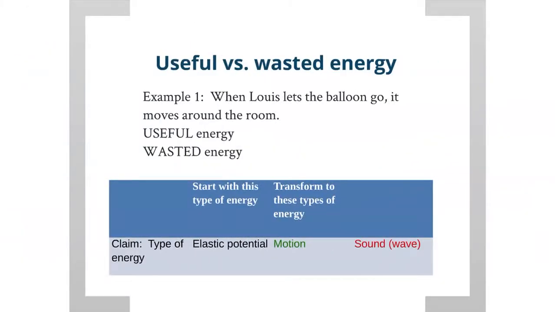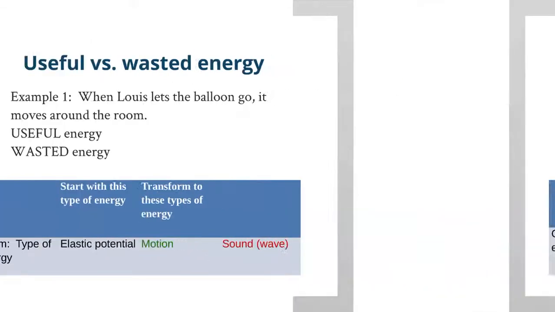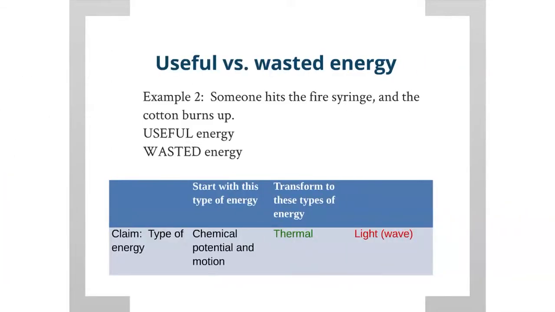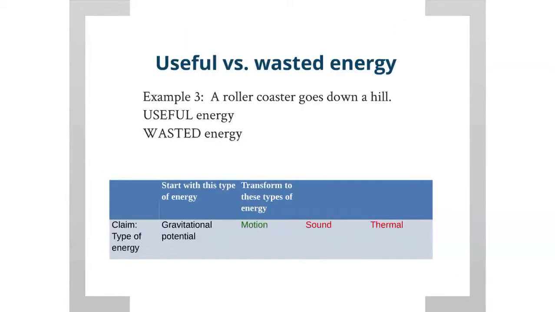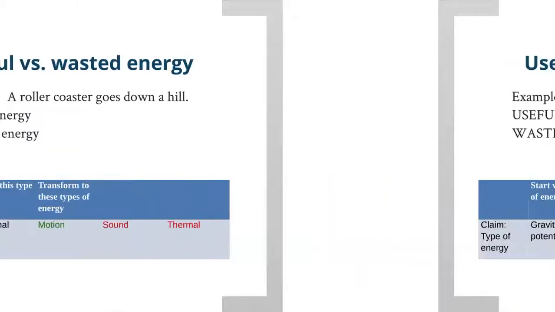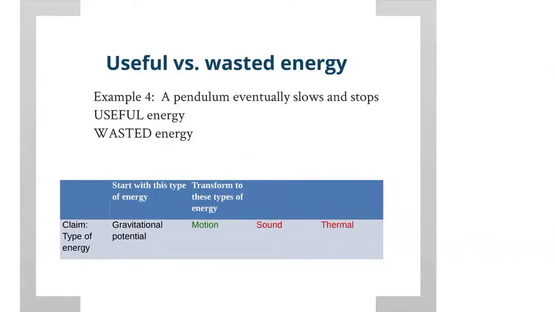All right, so then we talked about which of the kinds of energy from all the examples were useful and wasted. So the green is useful. The red was wasted. So elastic potential, the motion was useful. The sound was a waste. Same with the fire syringe. The heat energy was the useful energy. The light was wasted energy. And then the roller coaster, the motion is what you want to get out. The sound and the heat on the tracks are just extra. And we didn't talk about that one.